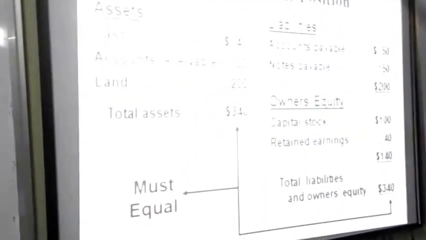Then we can see a sample of financial position.